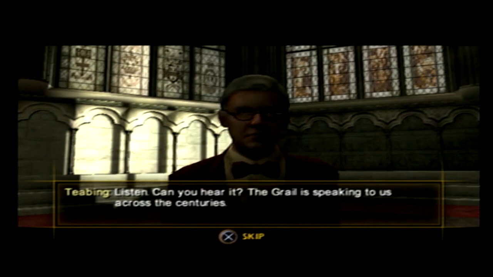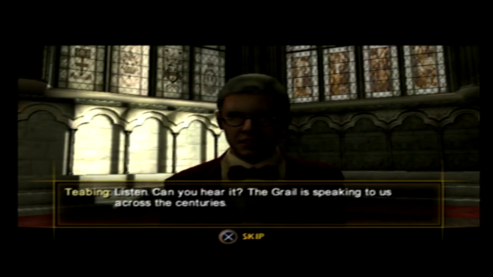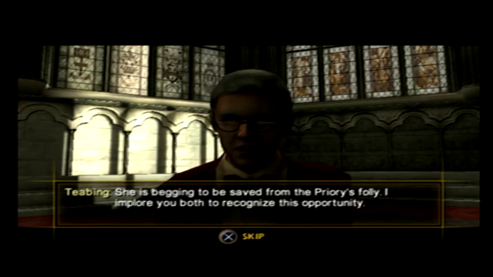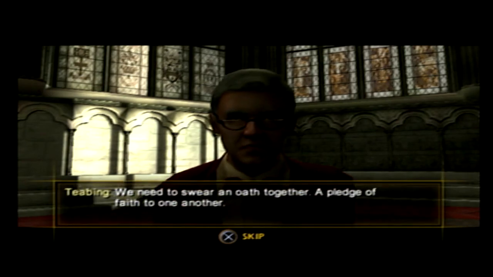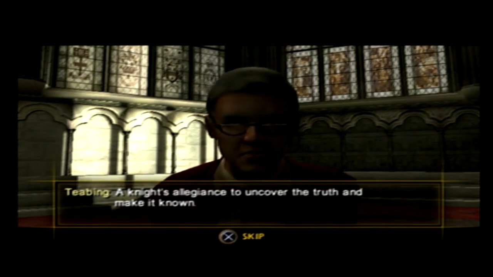Listen. Can you hear it? The Grail is speaking to us across the centuries. Oh my God. She's begging to be saved from the Priory's folly. I implore you both to recognize this opportunity. We need to swear an oath together. A pledge of faith to one another, a knight's allegiance to uncover the truth and make it known.